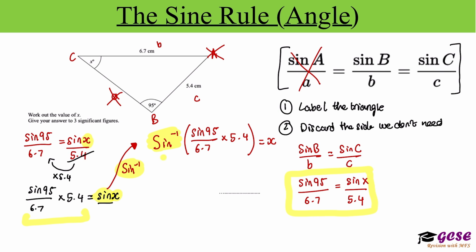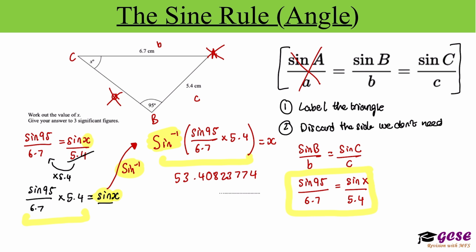Now once we're at this stage, all we can do is substitute our equation into our calculator. So we've got sine negative 1, sine 95 divided by 6.7 multiplied by 5.4, close your brackets, and you should get an answer of 53.40823774.